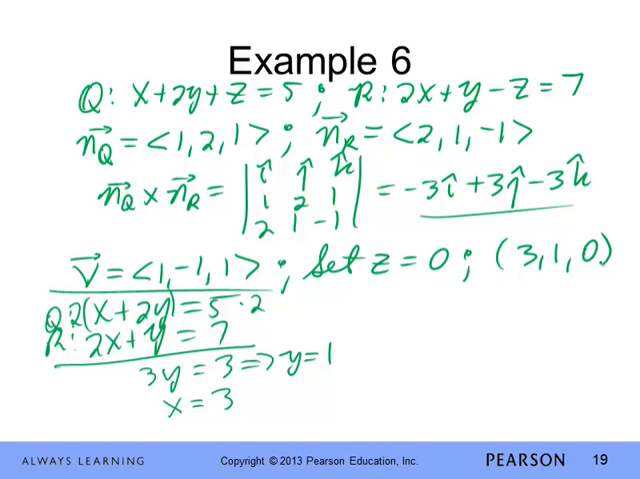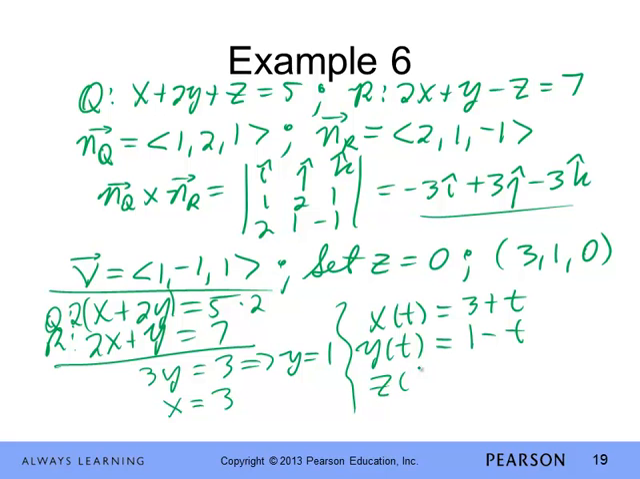All right, so we've got a vector v here, and we've got a point. So now we can do our parametric set of equations here. So let's see here. x of t is equal to 3 plus t. y of t is equal to 1 minus t. z of t is equal to 0 plus t. And of course, t is the set of all real numbers.